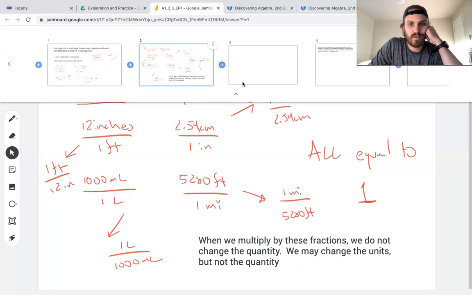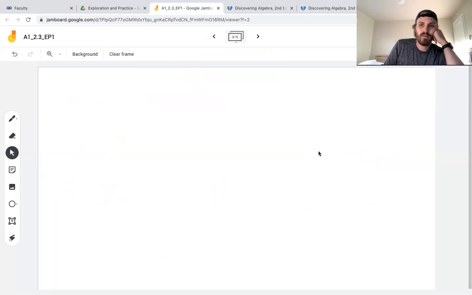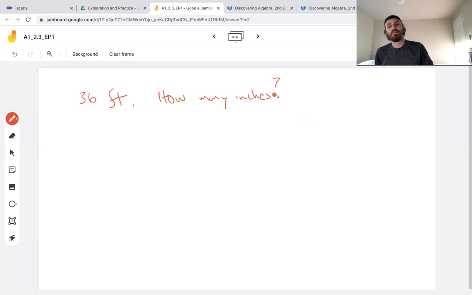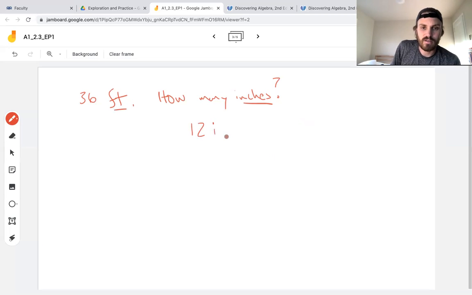So let me give you an example of what I'm talking about here. So let's say that you had 36 feet and you want to know how many inches. Okay, so the first thing you need is your unit conversion, which is a relationship between inches and feet. We want to go from feet to inches. So what we know is that 12 inches is 1 foot. And this fraction right here is, by the way, equal to 1, right? Because 12 inches and 1 foot are the same thing.